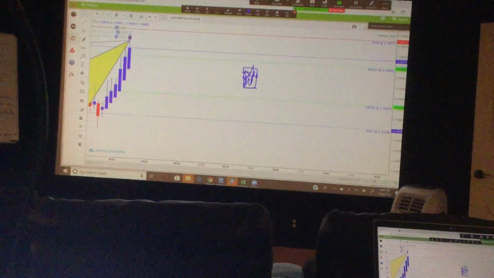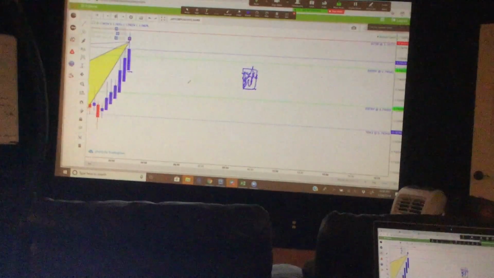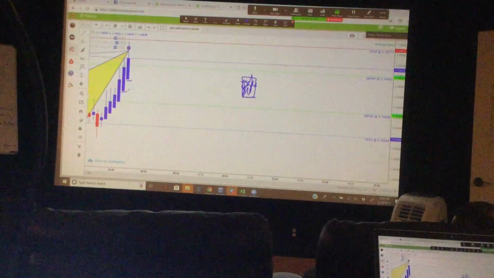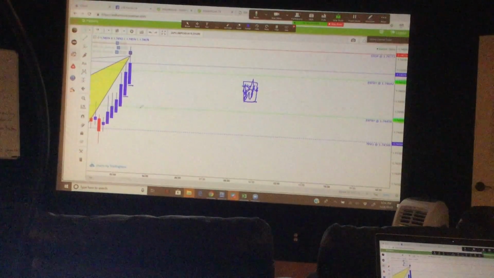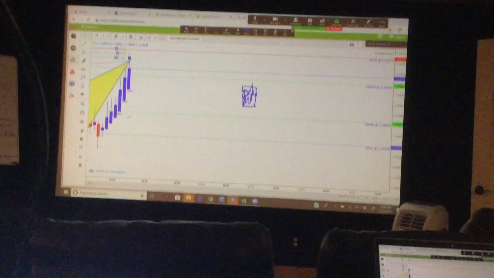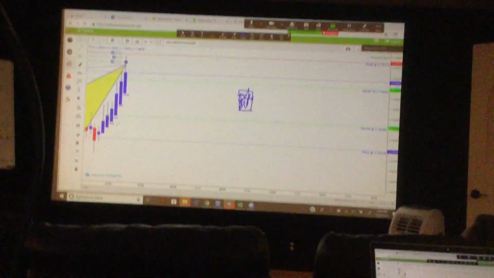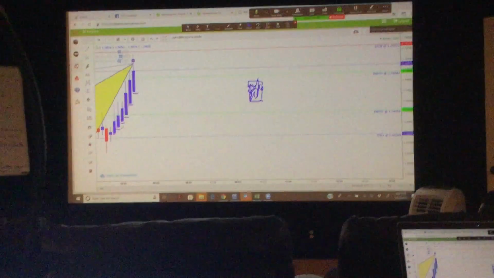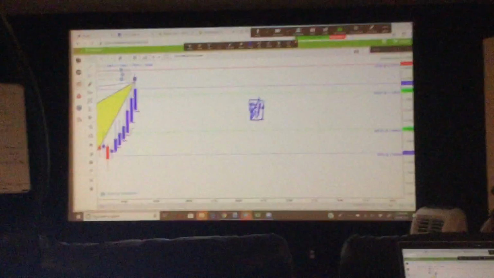See this candle right here? See how it's flat on the bottom? As long as it's flat on the bottom, it's moving in momentum. It's moving good. This is what you want. You want the candles to be flat on the bottom.